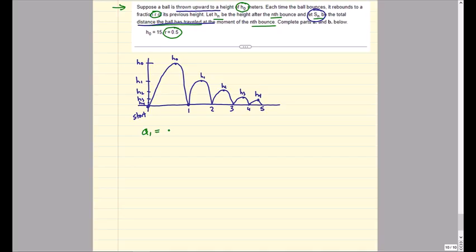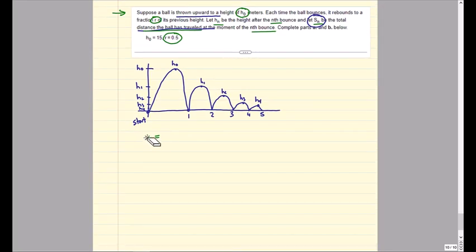In this particular case, a sub 1 would be, actually we better start with a naught, I suppose. A naught would be our height that we threw it up to. So I'm going to use h just to be consistent with our picture here. So h naught equals, our initial height was 15. So h1 would be the height at the first bounce. That would be half the height of the 15, so it would be 15 times 0.5, which would be 7.5.